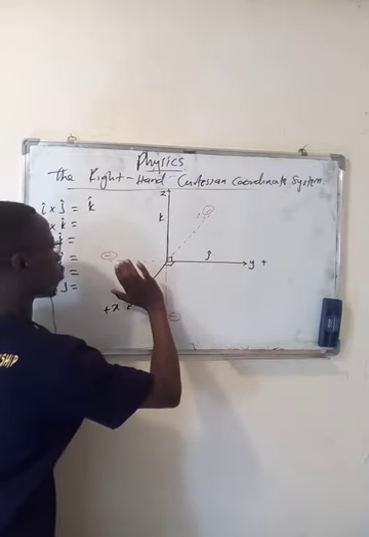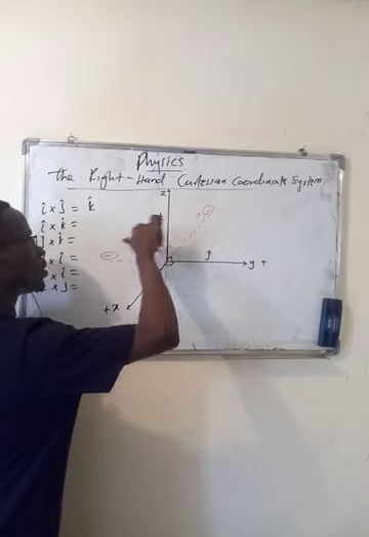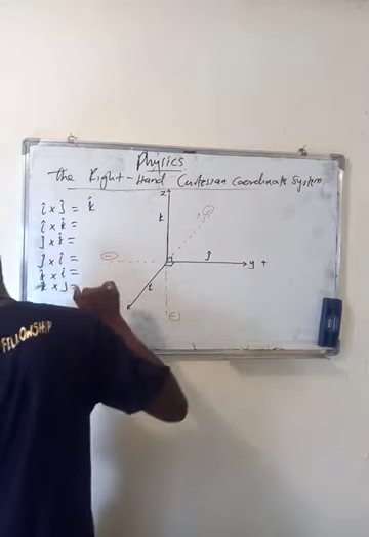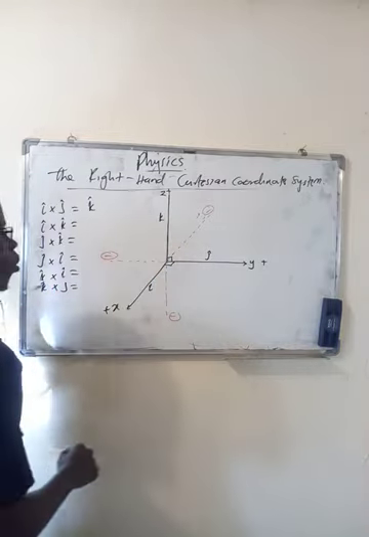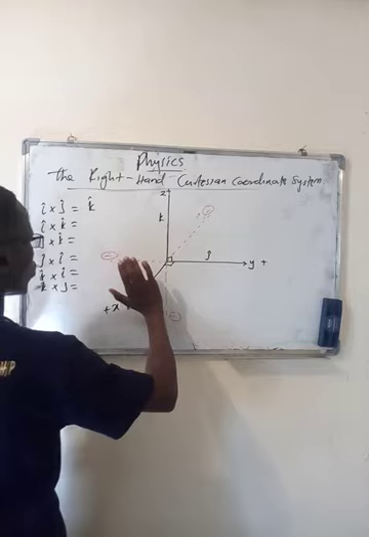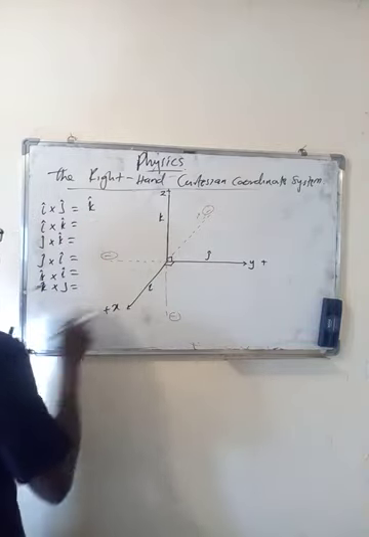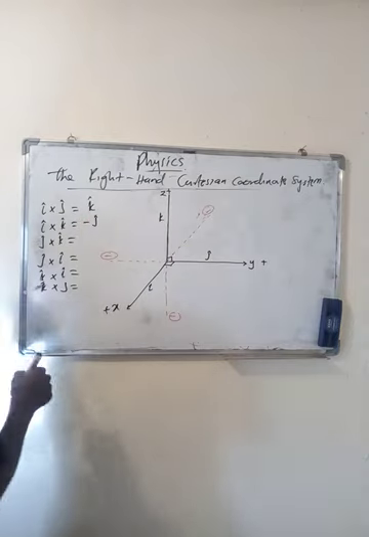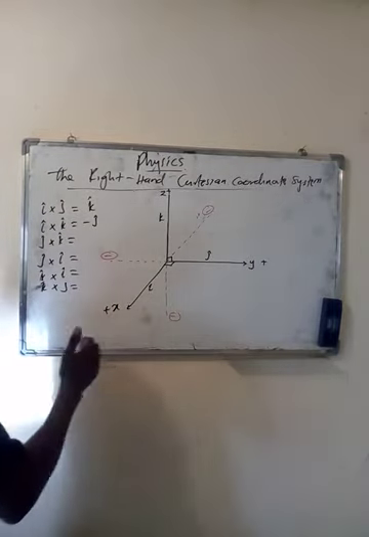So I curl my fingers from the first vector to the second vector like that, and then my thumb is going to point in the direction of the product. So from i to k, it's going in the direction of negative j. So this is going to be negative j. Okay, let's look at j and k, j multiplied by k.